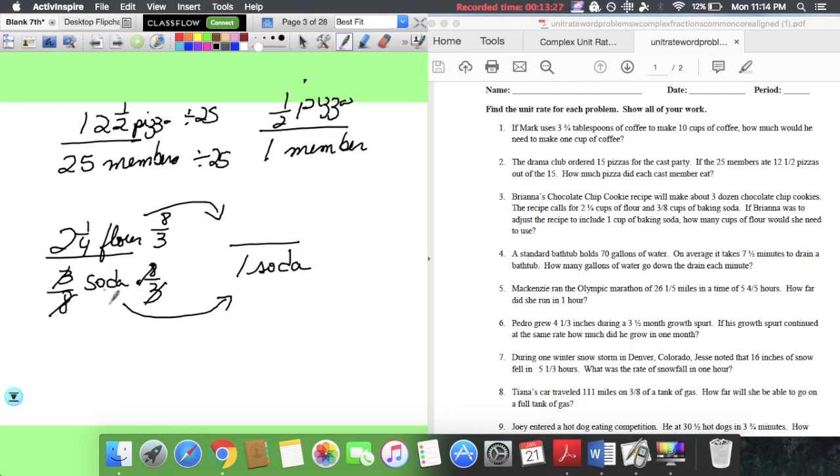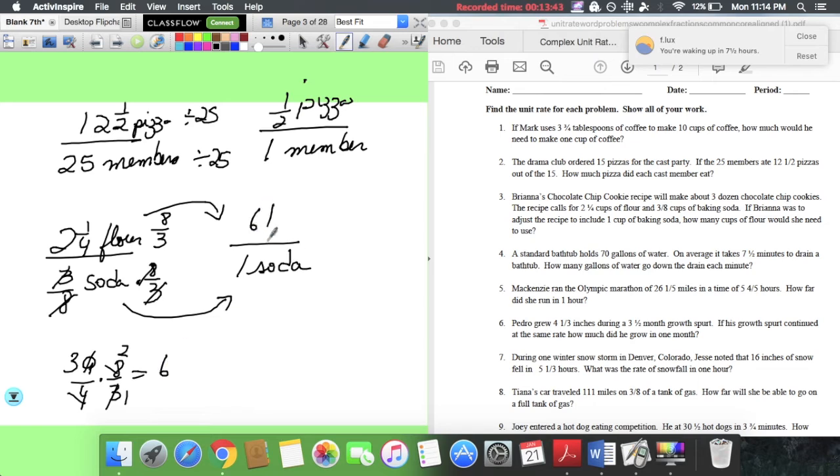You can put that in your calculator. I don't have a fraction calculator, so I'm just going to do this: 4 times 2 is 8, plus 1 is 9. So I get 9 over 4 times 8 over 3, and it's going to be 6. I'm going to need 6 cups of flour if I'm going to use 1 cup of soda. So that's what I'm going to have to use. Okay.